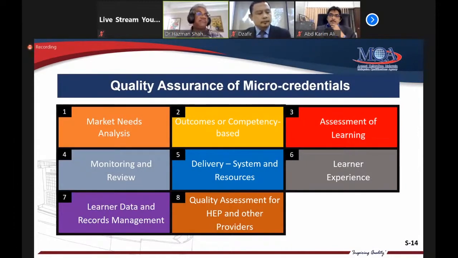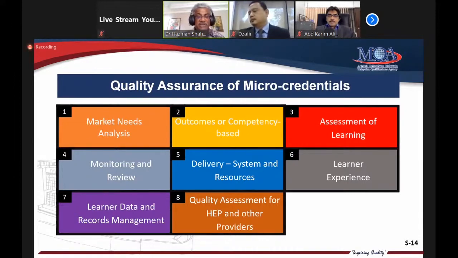The guideline also provides a section on quality assurance. Micro-credentials that are part of accredited programs will definitely be subject to the internal quality assurance processes and also external quality assurance processes, MQA. So they are part of the accredited program, and they will go through this. But if you are a standalone program, then this is a guide to you to come up with and deliver quality micro-credentials that can be recognized and valued in the marketplace.